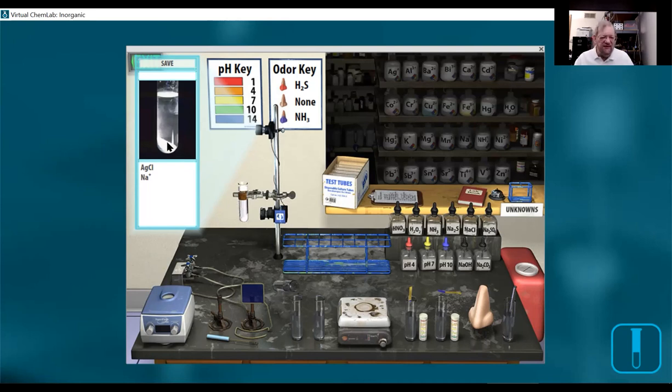If you take silver chloride and react it with sodium chloride, guess what? You get a precipitate. Do you have a chemical reaction? You do, because whenever you see a precipitate, you do.